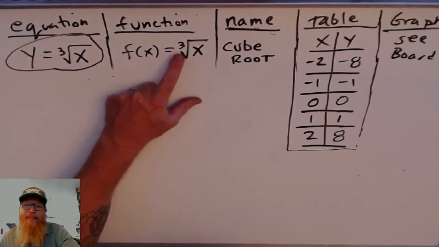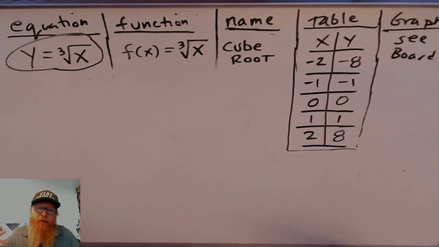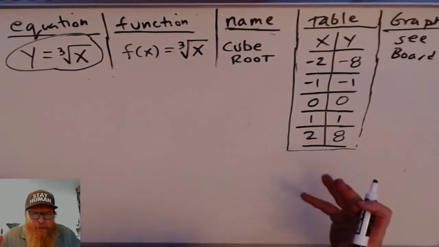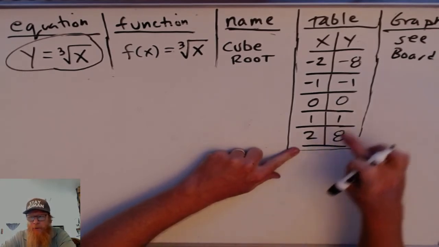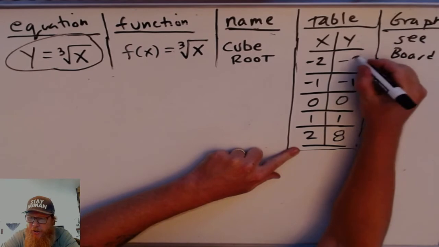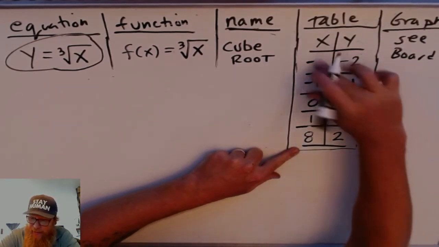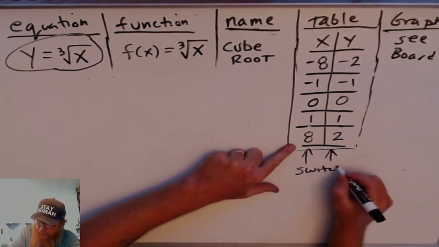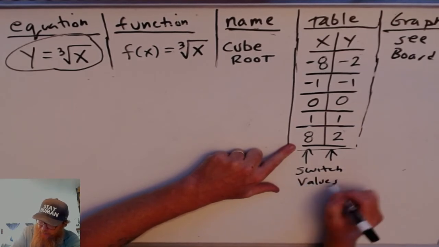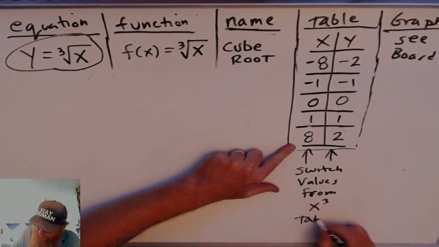It's like a square root, but it's cubed instead of squared. So you're asking what number times itself 3 times, okay? And here's what you can do for the table. Just switch the 2's and the 8's. That's all you have to do. Switch the values from the x cubed table.